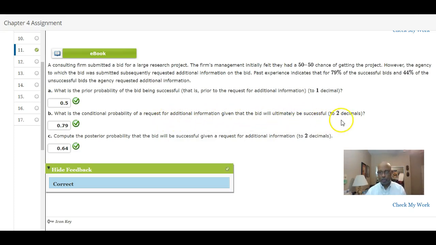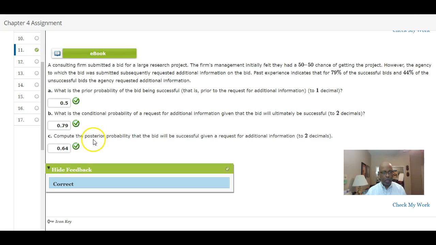Then they asked, what is the conditional probability of a request for the additional information given that the bid will ultimately be successful? So they're kind of guiding you through the problem here. And the answer to that is 0.79. That was the 79% of the successful bids, given that there were some additional information requested. And I'll explain what that conditional probability is.